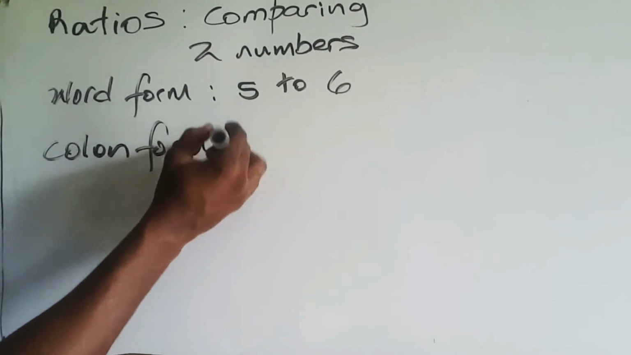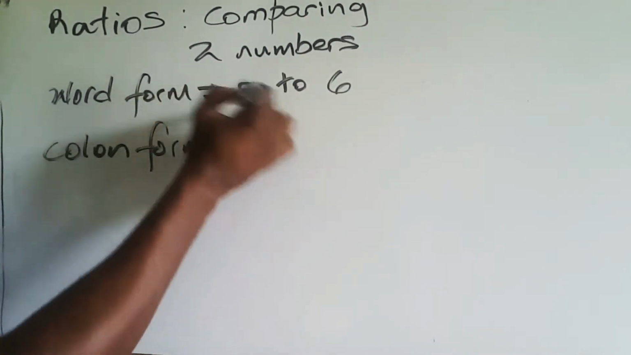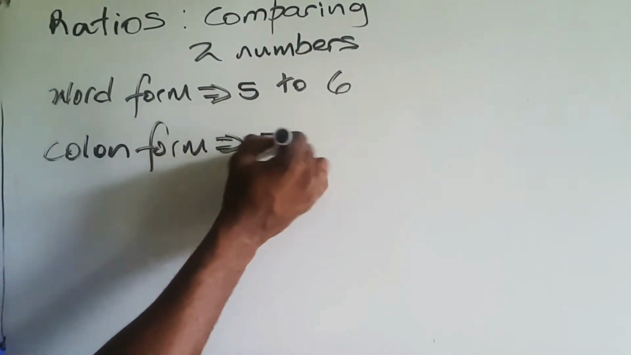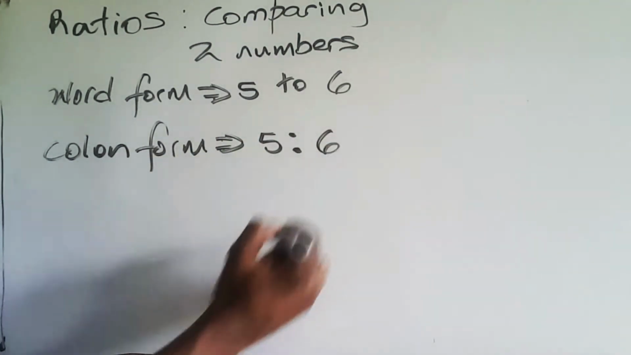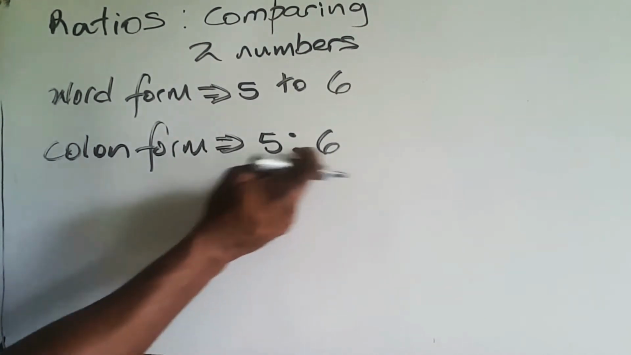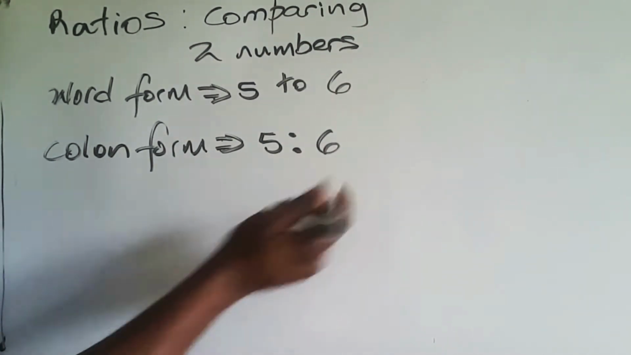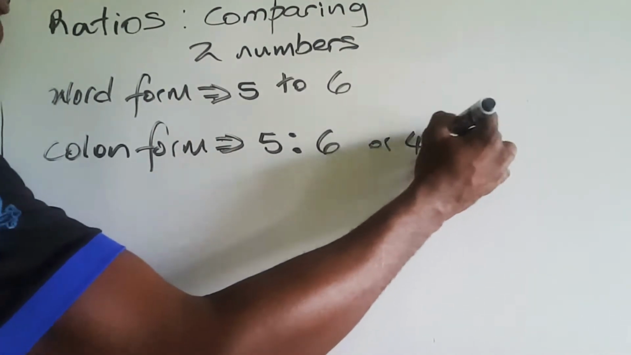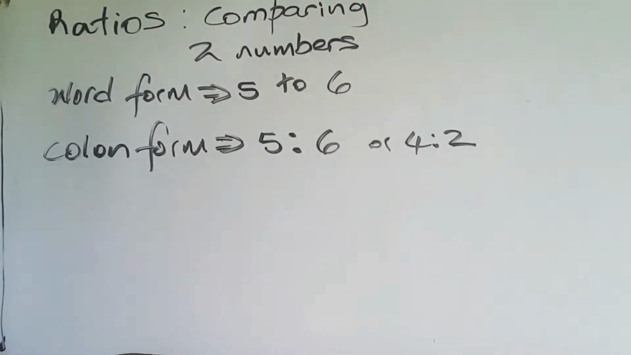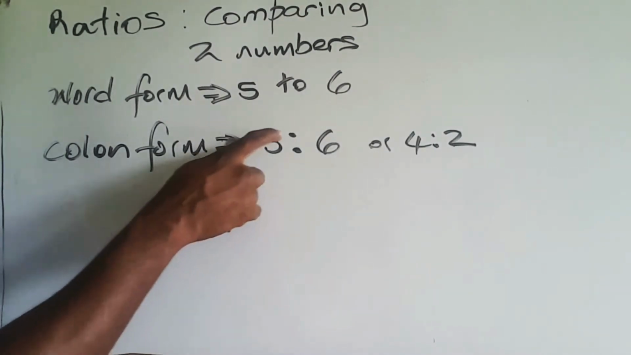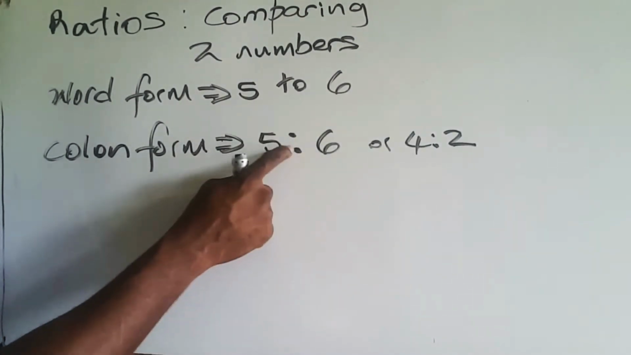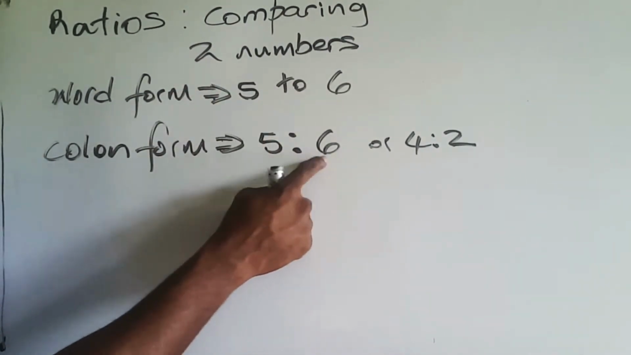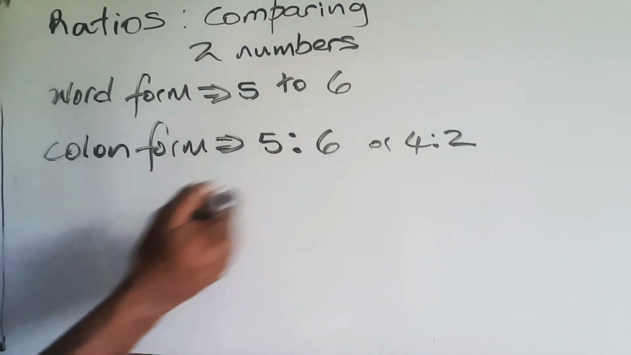Also, it can be written in a colon form. When we use the colon form, this same thing could be written as 5:6, or depending on what we're doing, it could be 4:3 or 4:2. In the colon form, there is a colon between the 2 numbers, and it still means the same thing. So 5:6, 4:2.